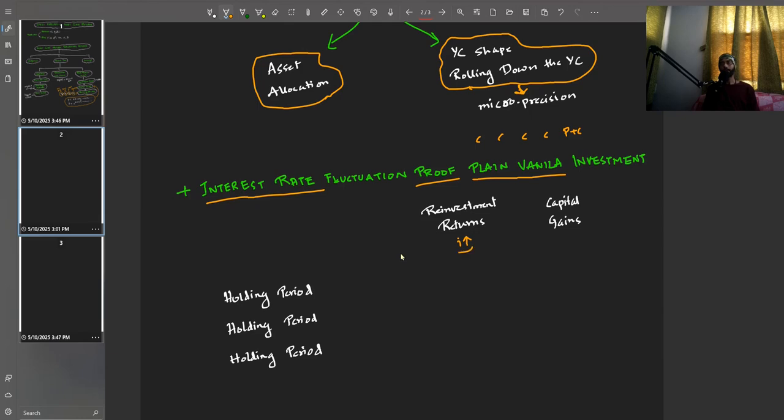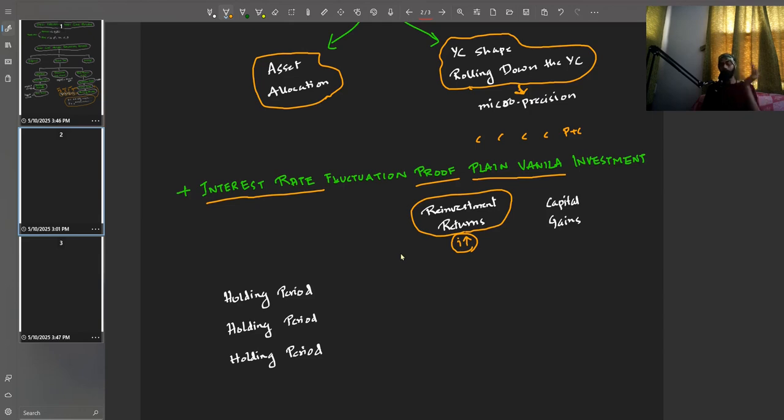When interest rates are going up, your reinvestment returns are actually benefiting from it. But if interest rates are going up at the same time, your capital gains are not that much, or in fact, you might be losing capital, right? Let's say you bought a bond when the market rates were 5%. Now, if the rates become 8% or 10%, obviously your bond price has fallen, so you have made capital losses.